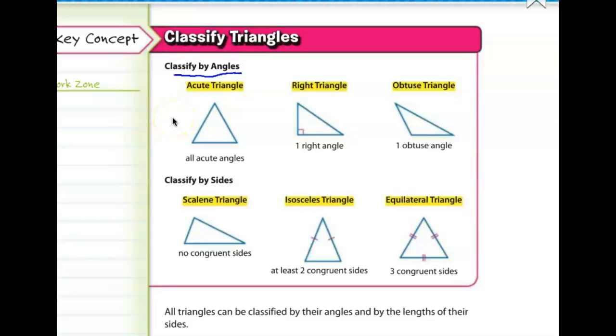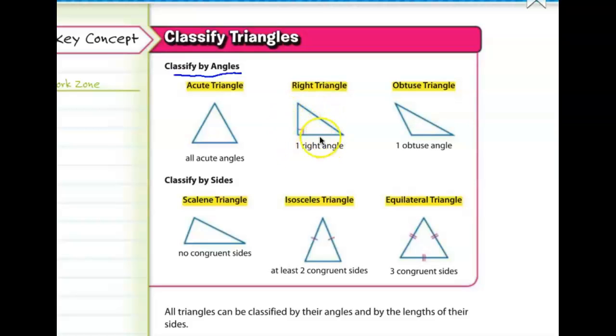Okay, so if you answered less than 90 degrees, you are correct. So this particular triangle here, every single angle is less than 90 degrees. So this is going to be called an acute triangle. Okay. Now, let's talk about right angles. This particular angle here is a right angle. What is the size of a right angle? Go ahead and answer that for me, please.